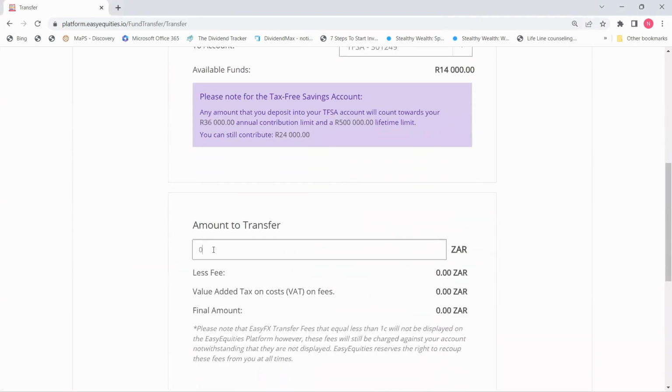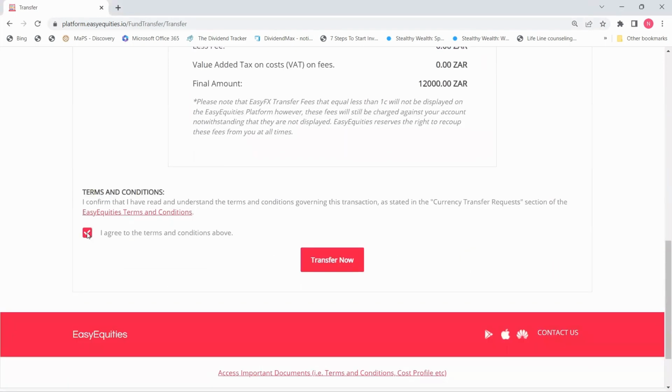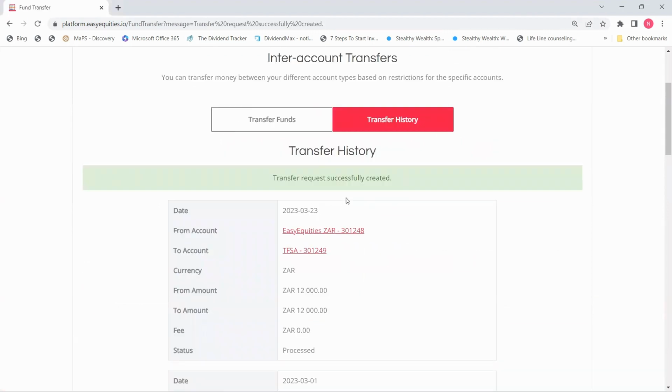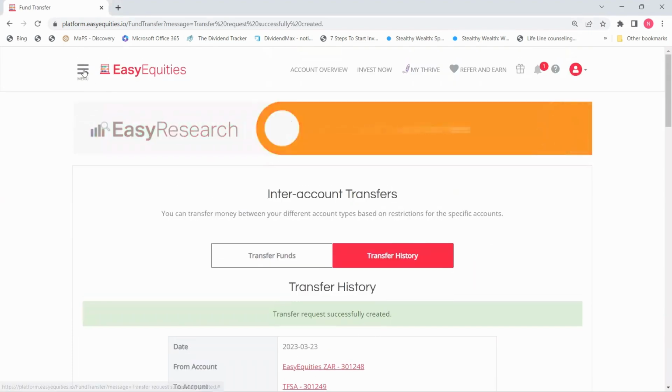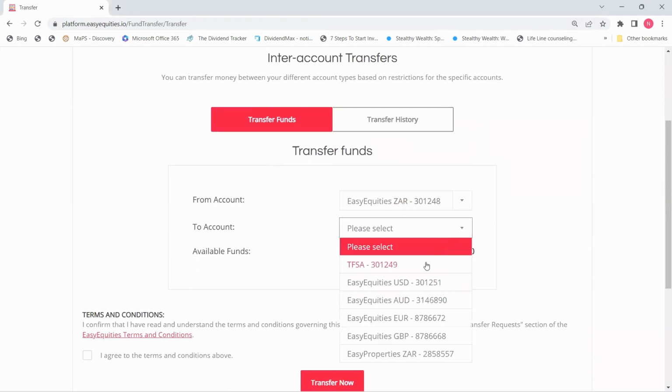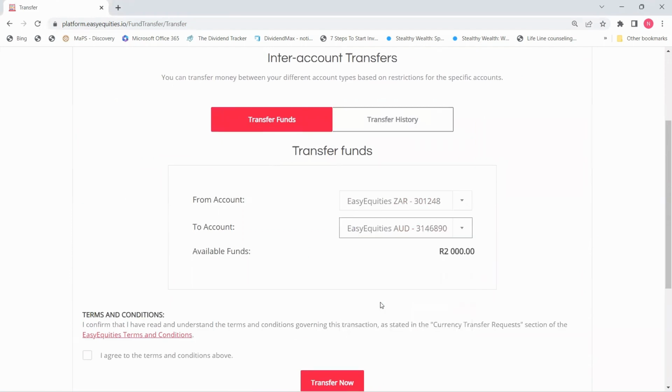Once I transfer, it's going to reflect immediately. So 12,000 Rand. I agree to the terms and conditions and transfer now. That's done. Transfer request successfully created and it's already been processed. Next, I'm going to transfer again. This time I'm transferring from ZAR into my EasyEquities Australian dollar account.